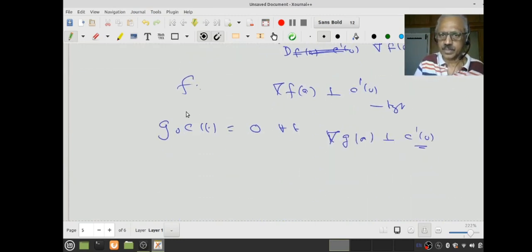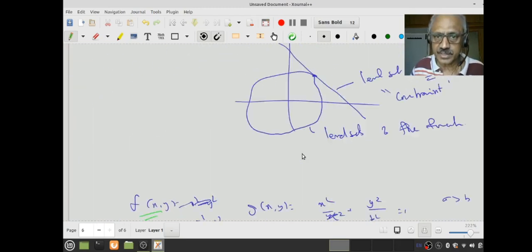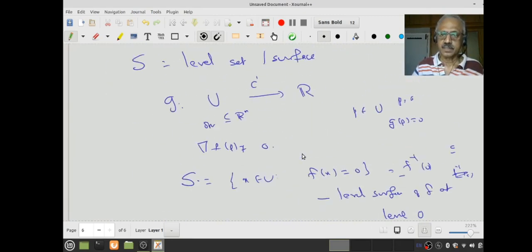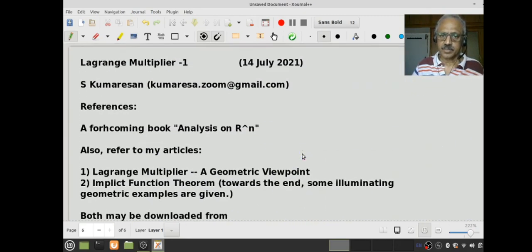Therefore I conclude the gradient of f at A is perpendicular to all tangent vectors. Since G is identically 0 on S, in particular G of C of t is a constant function, therefore by computing the chain rule I will get that the gradient of G at A is also perpendicular. Therefore these two vectors are orthogonal to all tangent vectors, so I expect them to be multiples of each other. All these things can be rigorously proved. That is what is done in my first article, namely Lagrange's theorem, a geometric treatment.